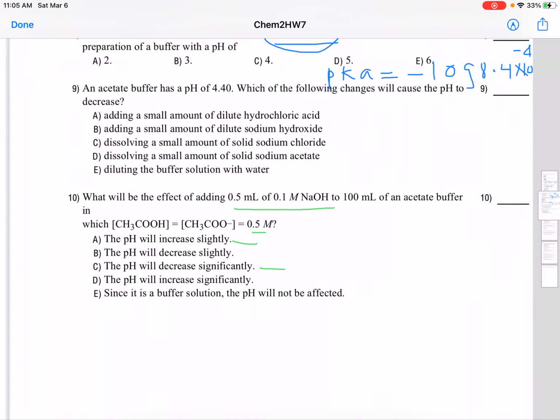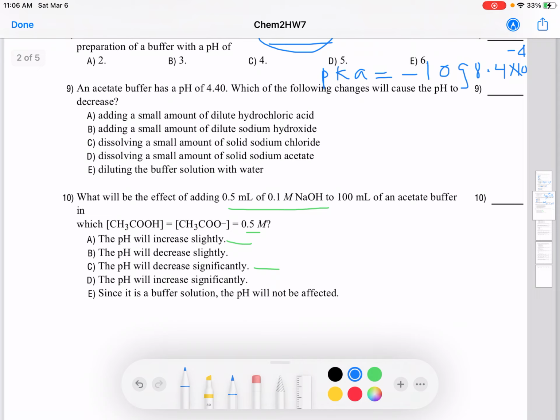And then the next one, sodium hydroxide, when you add a base, it increases the pH. Same thing if you dissolve sodium chloride. Sodium chloride is a salt, so nothing will happen if you add sodium chloride. And sodium acetate also is not going to add any hydrogen ions to the medium, so nothing will happen. Diluting the buffer solution with water? No. So the most effective way is by adding a small amount of dilute hydrochloric acid to decrease the pH. Okay.